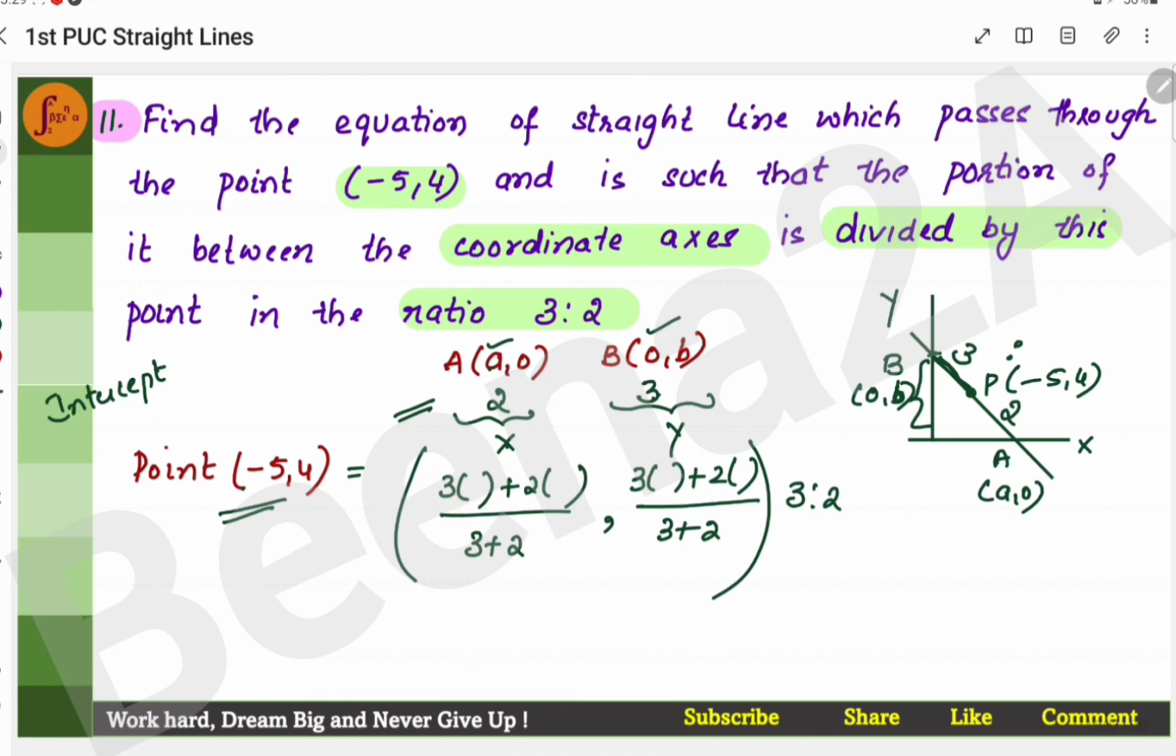Now here you have 3. Next to 3, you should put 0 here. And here, this x value you have to put a. For y, this is y coordinate. So look at y coordinates. What are the y coordinates? B and 0, right? So near 3 put B, near 2 put 0. So you will get 2a by 5 and 3b by 5. This is equal to minus 5 comma 4.